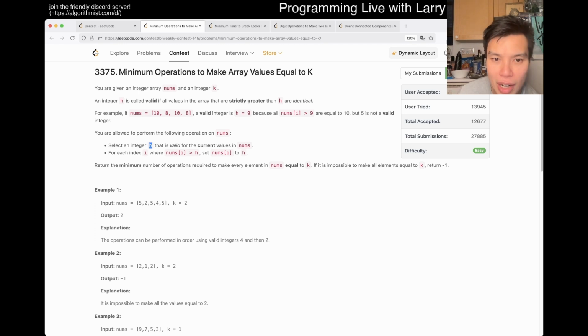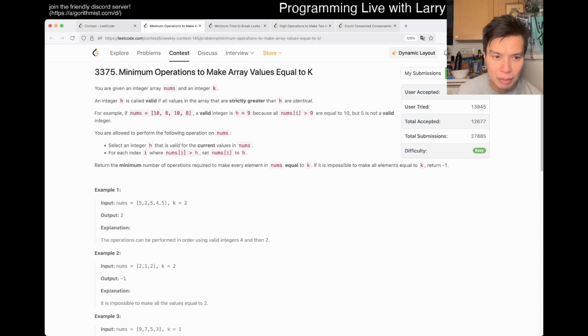H that is valid. What is this? H is valid. Why do they use these random terms? I'd rather they use the word special. What is valid? Is a word that means things. H. This is a hard problem for easy, or at least hard to read. 5 is not a valid integer.